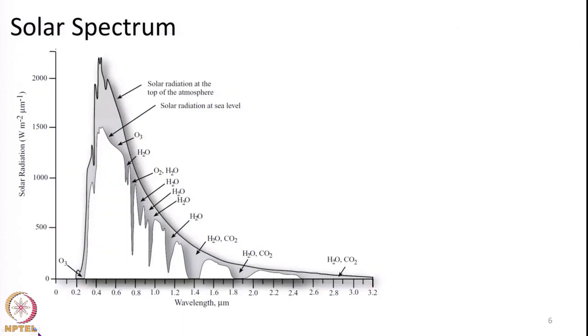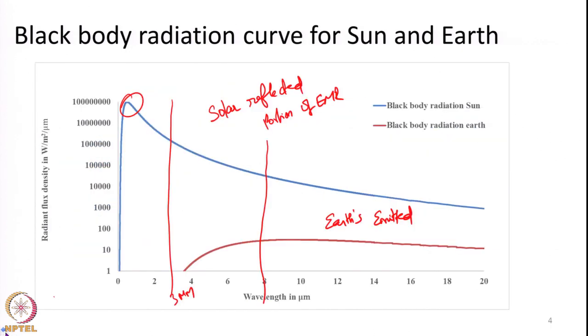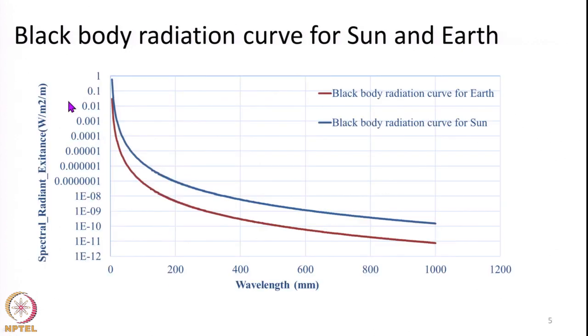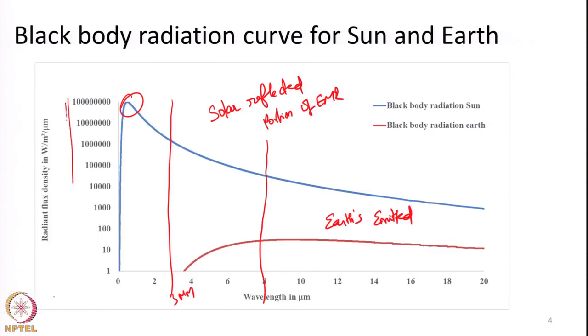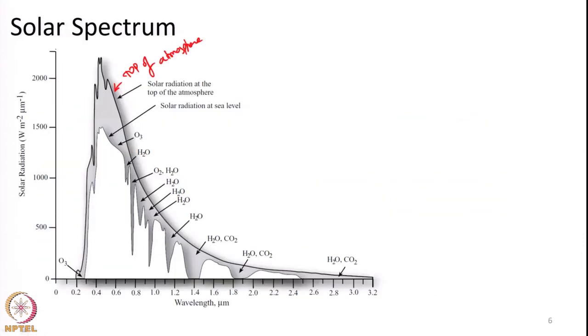Now we go a little bit deeper into the topic. This is the solar spectrum that reaches the top of Earth's atmosphere, and what reaches the Earth's surface, actually the terrain. If you compare this graph with the previous graphs I showed you, and look at the y-axis here, the values are much smaller than in the previous curve.